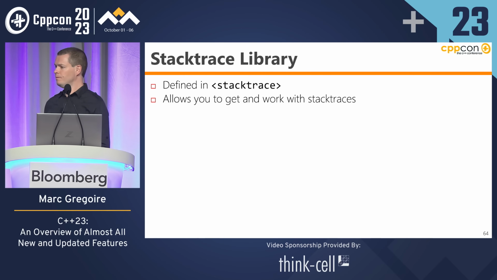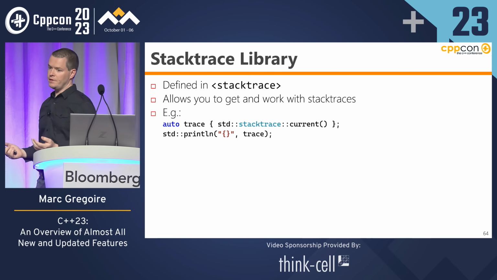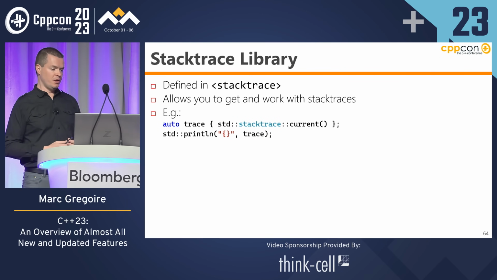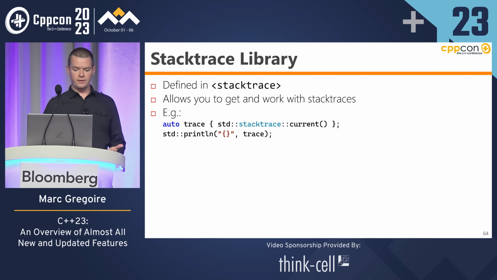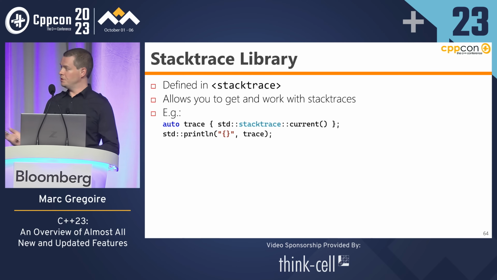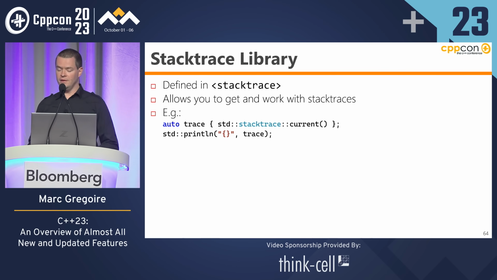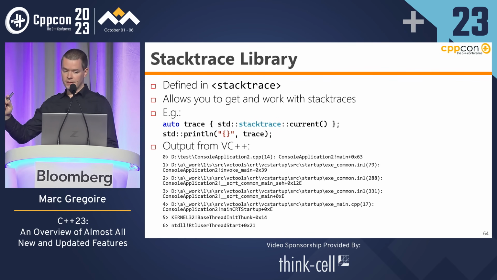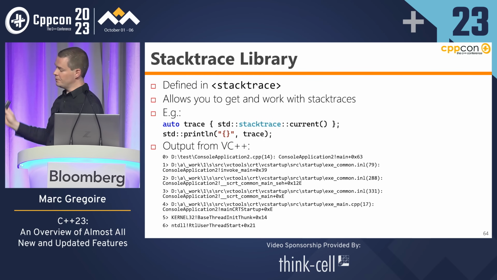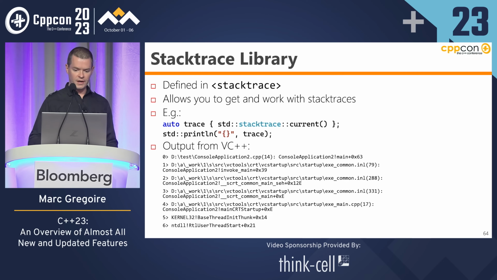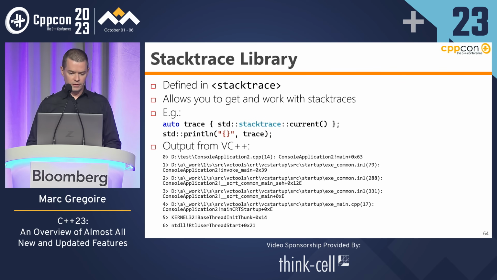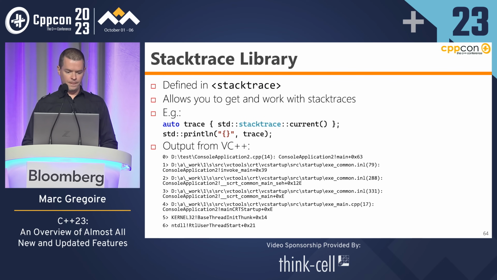Stack trace is new, so we can now finally work with stack traces in our C++ programs. To get the current stack trace, it's easy. You just call std stack trace current, and then you can just throw it into println, and it will print you a nice stack trace with all the frames and all the source files and the lines that are in your stack trace.